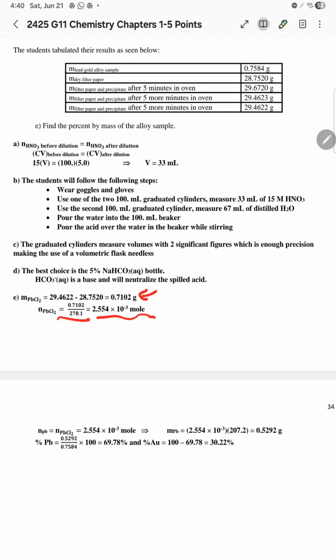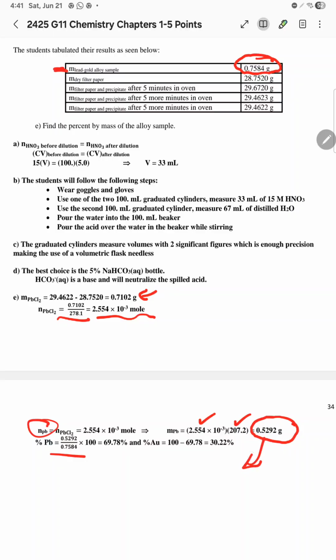Now, the moles of Pb2+ is going to equal the moles of the entire thing because the coefficient is 1. So the mass of the Pb is just going to be the moles of Pb times the molar mass of Pb, which gives you the mass of Pb used. So the percentage is the mass over the mass of the sample, not the mass of the dry filter paper with the precipitate and everything. No, it's only the sample, the percentage of mass.